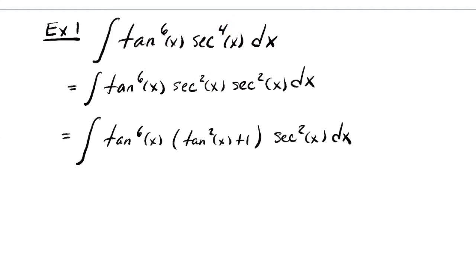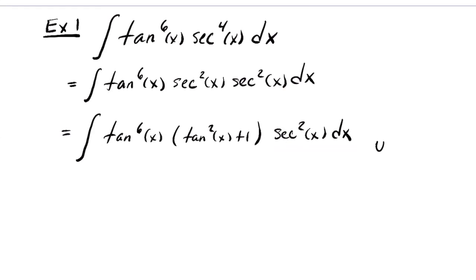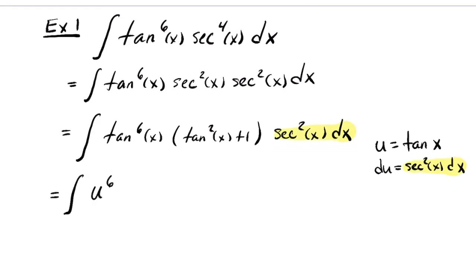Everything else besides the secant squared that I split off is in terms of tangent, and that motivates the idea of making a substitution. I'm going to let u equal tangent. Why is that a nice substitution? Because du, the derivative of tangent, is precisely secant squared. It's precisely what we split off. So the secant squared dx was very strategically set up to be my du. When I rewrite this integral in terms of u, I get a polynomial again: u to the 6th times u squared plus 1, quantity du.